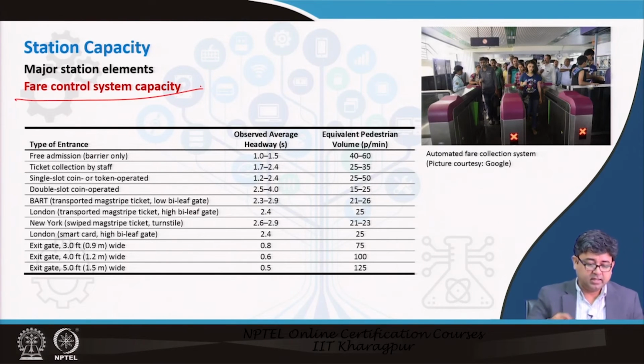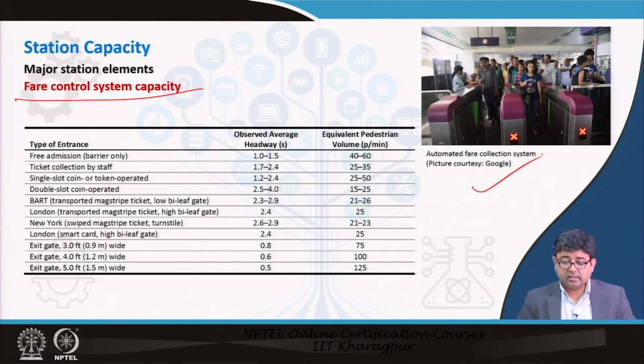Similarly, the next element could be the fare control system. All of these metro stations have these fare control systems, but you know that during peak hours inevitably you see queuing happening at these stations. Even during non-peak hours you may see queuing happening at these stations. So, how many of these should you have at your station?